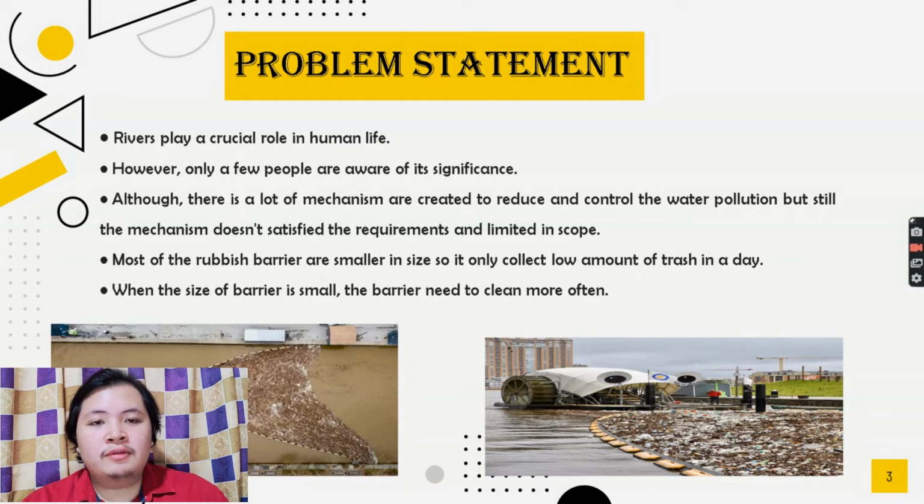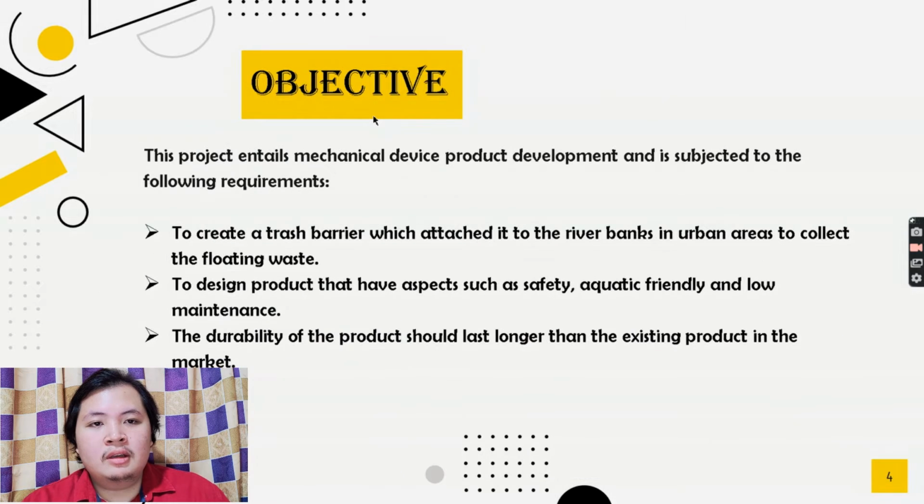So the objectives of our project, there are three objectives. The first one is to create a trash barrier which attaches to the riverbank in urban areas to collect the floating waste. Second, to design a product that has aspects such as safety, aquatic friendly, and low maintenance. And lastly, the durability of the product should last longer than the existing product in the market.